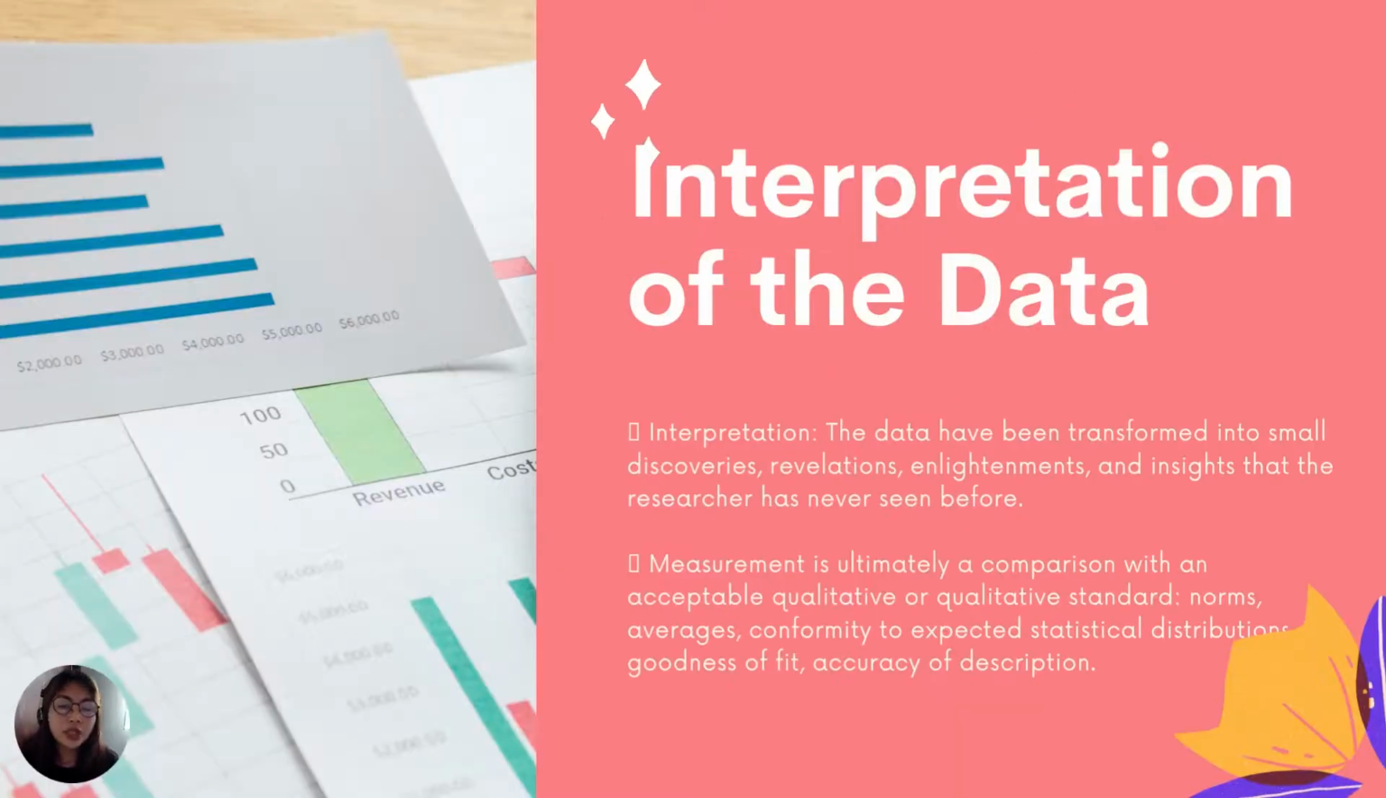Okay, next is interpretation of the data. In interpretation, the data have been transformed into small discoveries, revelations, enlightenments, and insights that the researcher has never seen before. Okay, and we also have: measurement is ultimately a comparison with an acceptable qualitative standard, norms, averages, conformity to expected statistical distribution, goodness of fit, accuracy of description.